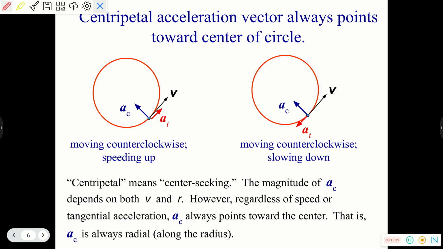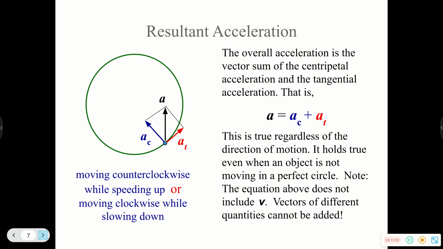That centripetal acceleration will always point to the center of the circle, and because it's pointing to the center of the circle, it will always be radial in nature. It's along the radius. Okay, so when we talk about resultant acceleration, overall acceleration is the vector sum of the centripetal AC and AT. So total acceleration is A equals AC plus AT.